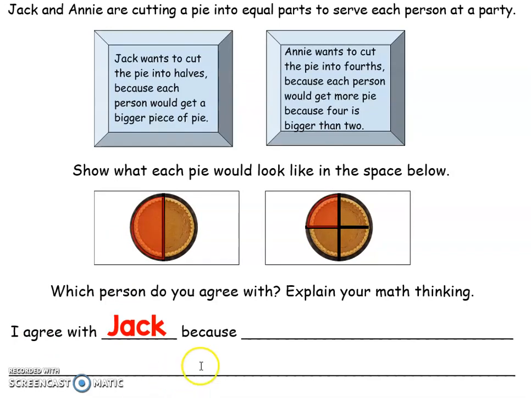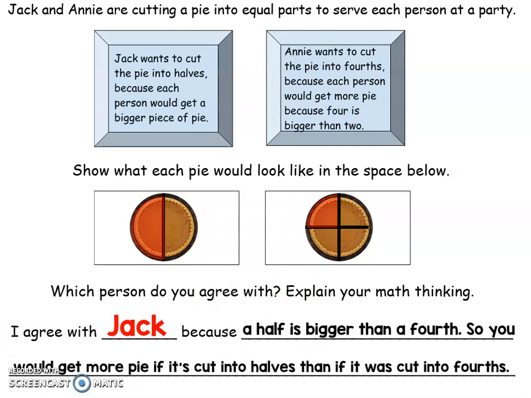Now, I'm in 1st grade, so I'm going to explain my thinking. I agree with Jack because a half is bigger than a 4th. I'm going to write that down. A half is bigger than a 4th. So you would get more pie if it's cut into halves than if it was cut into fourths.